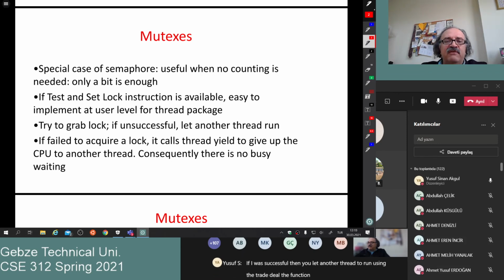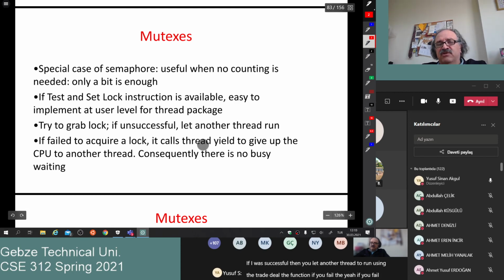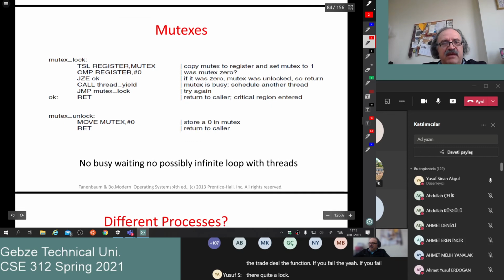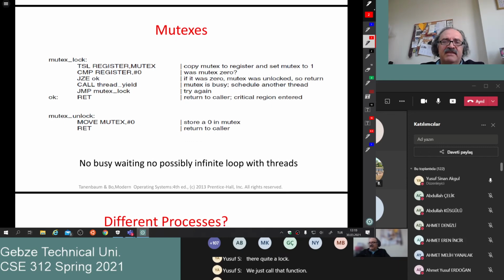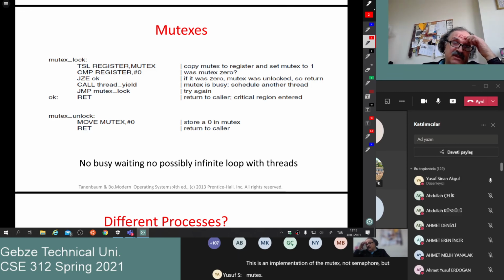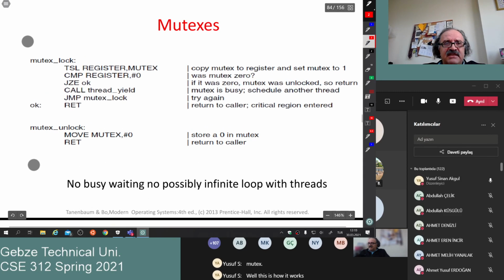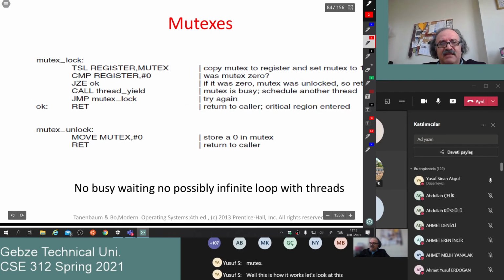If you fail to acquire a lock, you just call that function. And this is an implementation of the mutex, not semaphore but mutex. So this is how it works. Let's look at this mutex unlock.